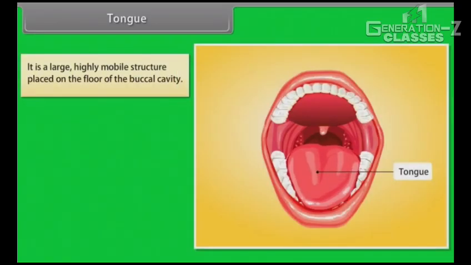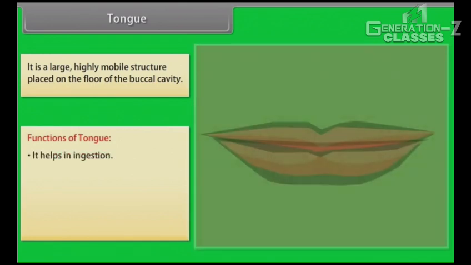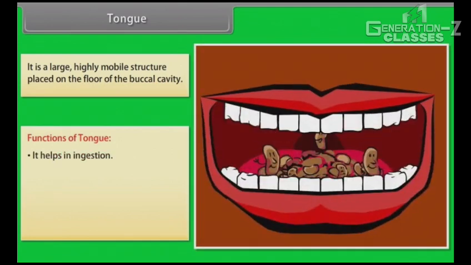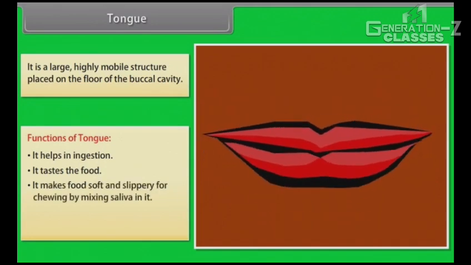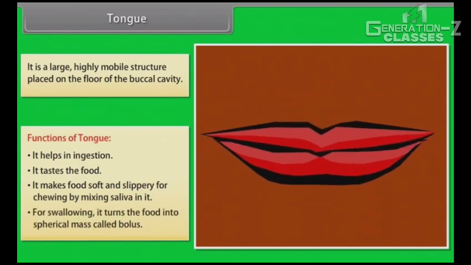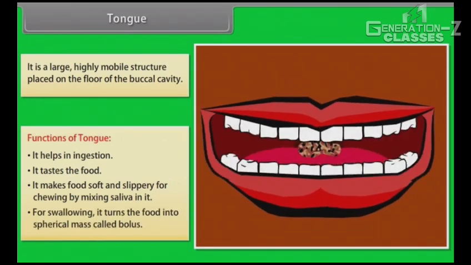Tongue: it is a large, highly mobile structure placed on the floor of the buccal cavity. Functions of the tongue: it helps in digestion. It tastes the food. It makes food soft and slippery for chewing by mixing saliva in it. For swallowing, it turns the food into a spherical mass called bolus.